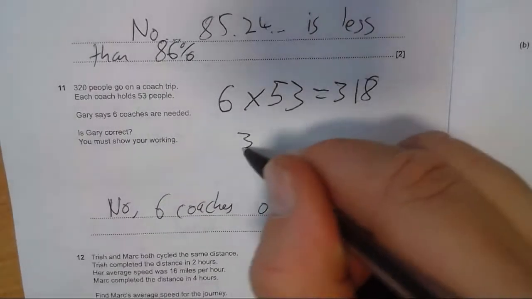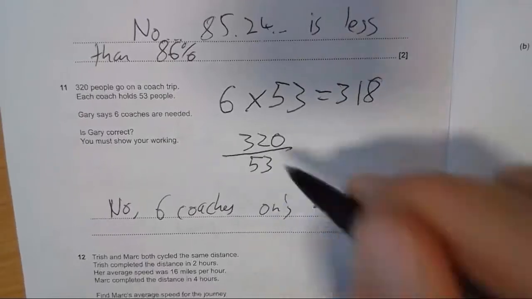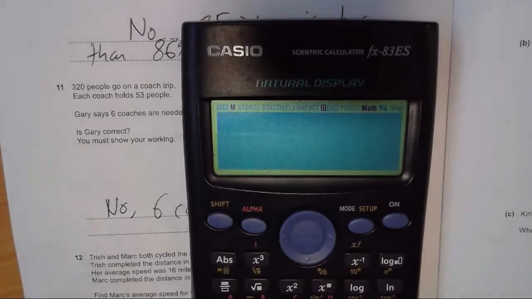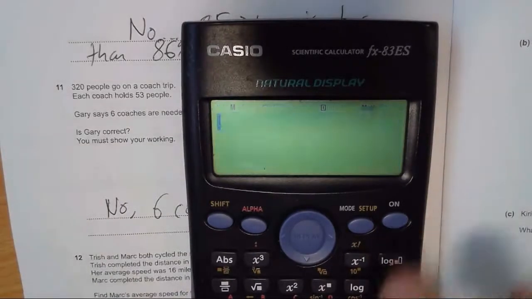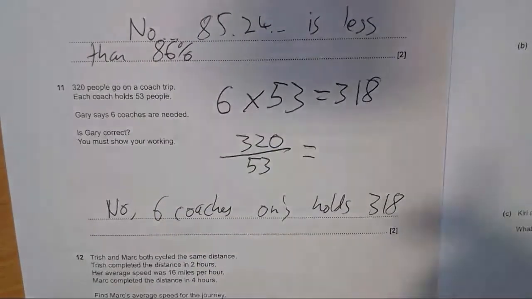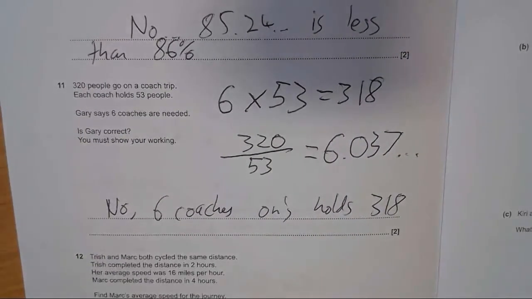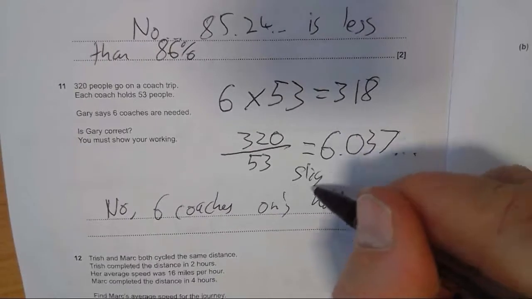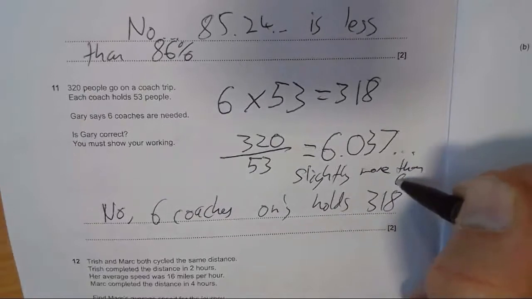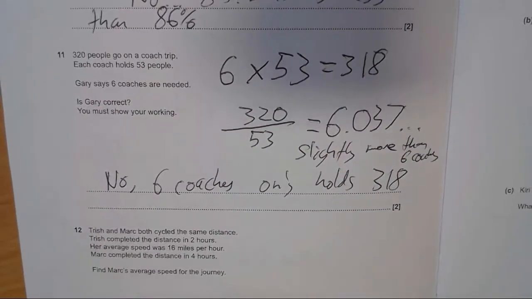Another way of doing it is to say, if I have 53 people on each coach, how many coaches would I need to carry 320? If you do that calculation, 320 divided by 53, you get 6.037, etc., which is slightly more than 6 coaches. So that's a different way of looking at the problem, but each is fine. And so you would say 6 coaches wouldn't be enough.